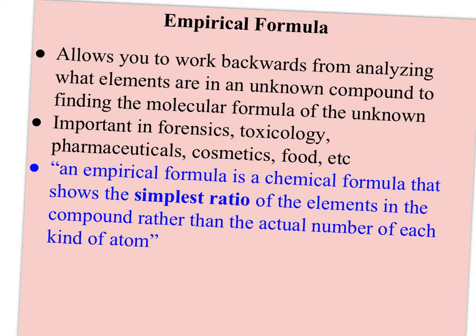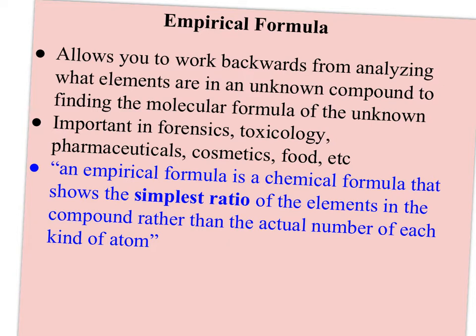Well, you have to do some analysis of the substance you're interested in. And this is done all the time in forensics, in toxicology, pharmaceuticals, even in businesses like cosmetics and food. Businesses are constantly trying to see what their competition is doing. So in an empirical formula, you work backwards: you have the compound, you analyze it to see what elements are in it, and then you try and figure out the ratio or the formula for that compound.